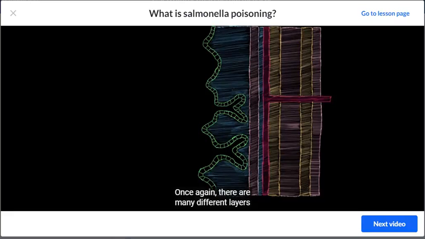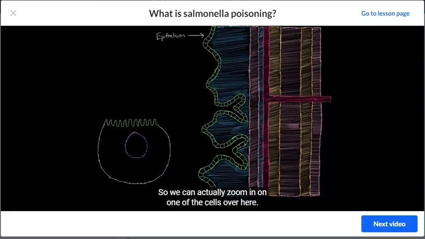Once again, there are many different layers of the wall of the small intestine, and we'll be focusing on this green layer known as the epithelium. The epithelium contains all these cells that will be doing the digesting and absorbing, and it's these cells that the bacteria will invade. So we can actually zoom in on one of those cells over here. Once again, this is our epithelial cell, and we have the bacteria over here.